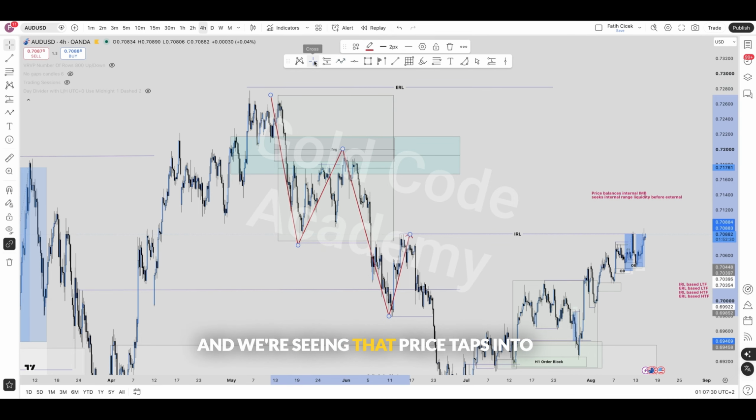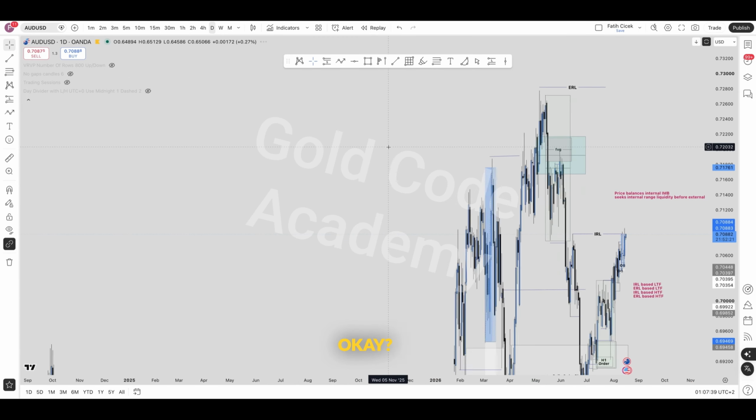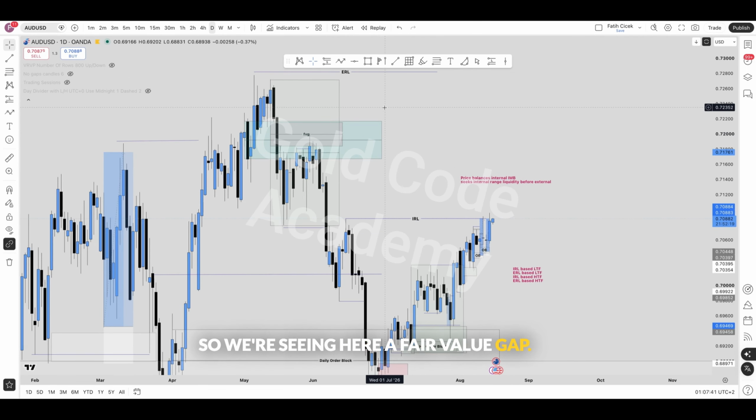So we're seeing that price actually seeks internal range liquidity and then targets the external range liquidity. Then we're seeing that price taps into the lower time frame fair value gaps and then gives us the next move. Okay, so we're seeing here a fair value gap. Price just taps into it and then targets the external range liquidity.